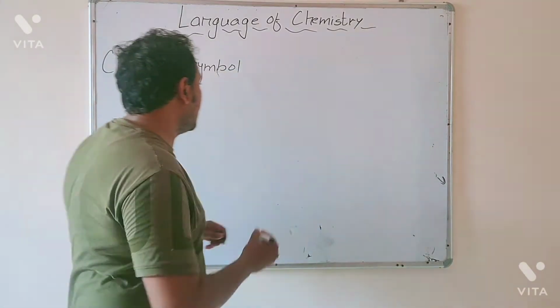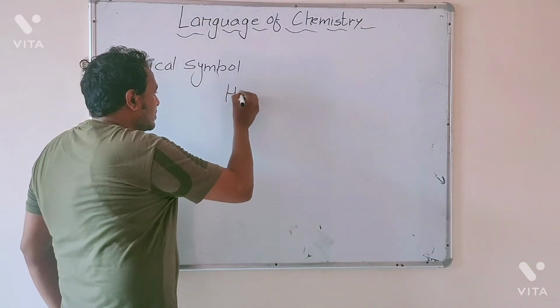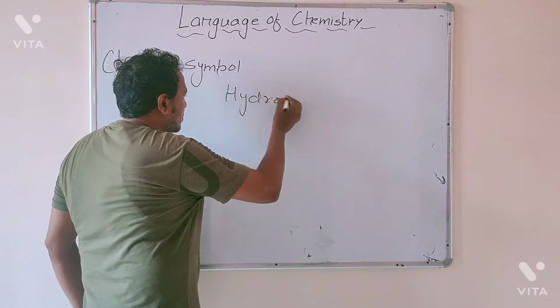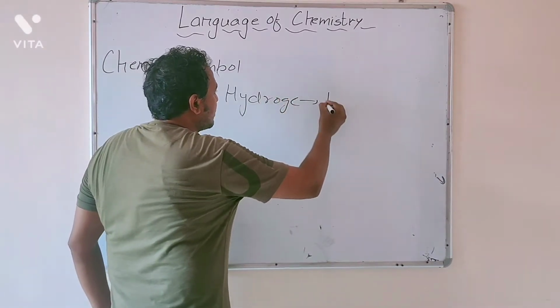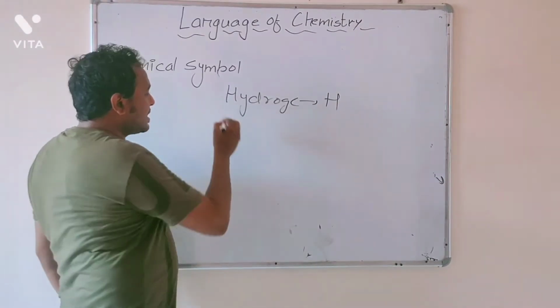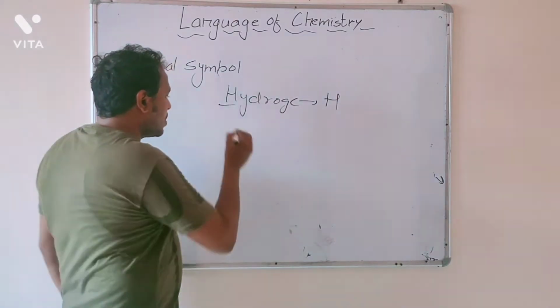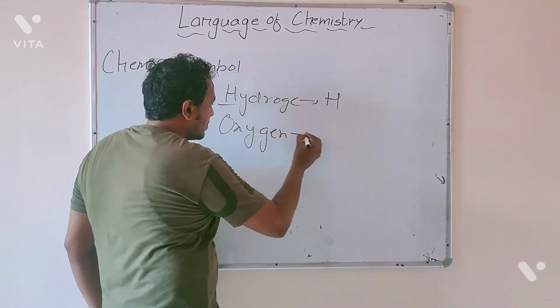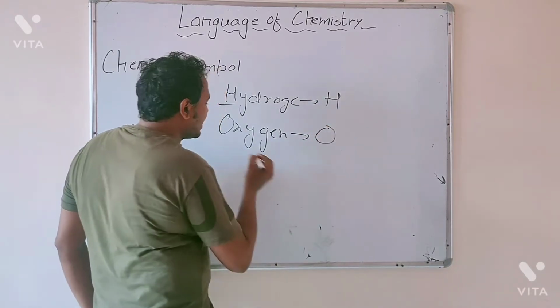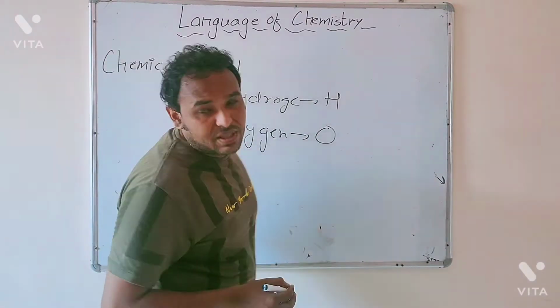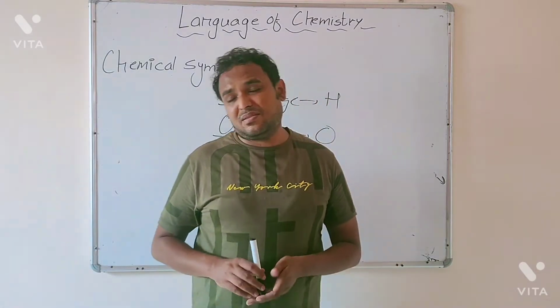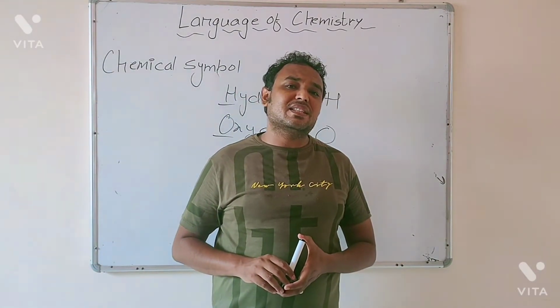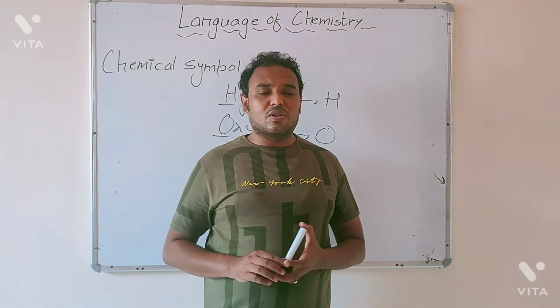For example, hydrogen, he used the symbol H for hydrogen because its first letter is H. Oxygen, he used the symbol O because its first letter is O. Nitrogen, he used capital N because its first letter is N, and so on.